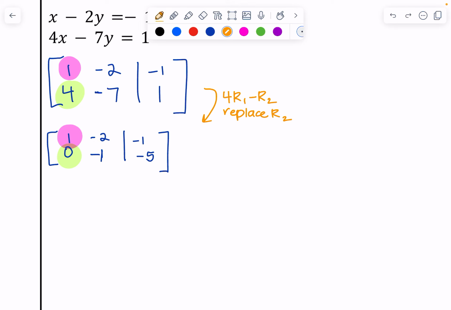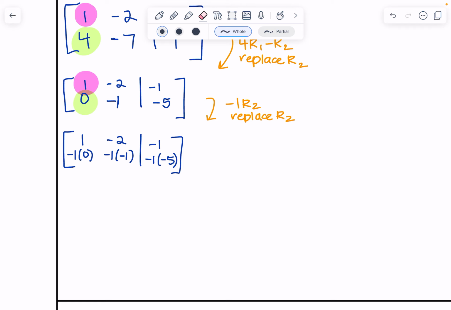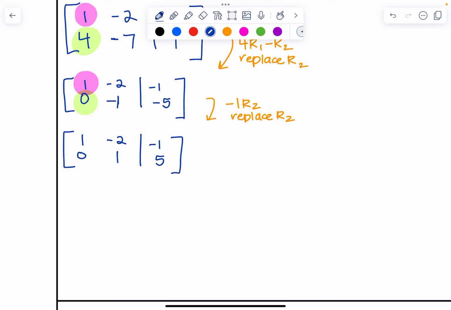Okay, so for my next step, I'm going to do -1 times R2 and then replace R2 with that. I'm going to keep my top row, 1, -2, -1. And then on the bottom row, I'm going to be doing -1 times 0, -1 times -1, and -1 times -5. Again, I'm just showing my work. I'd be doing all of this in the calculator. So -1 times 0 is 0. -1 times -1 is +1. -1 times -5 would be +5.